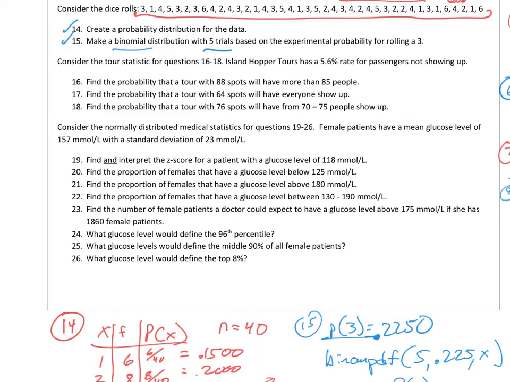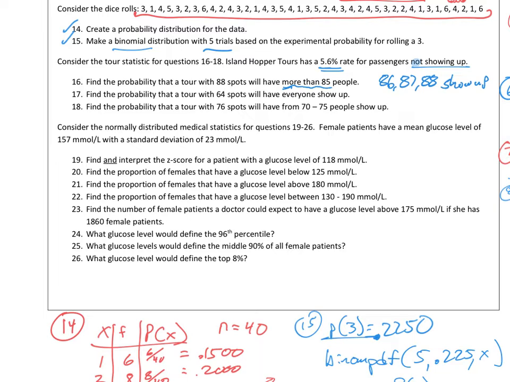Island Hopper Tours has a 5.6% rate of passengers not showing up. Be careful, we're talking not showing up. Okay, let's see. I want to find the probability that 88 spots will have more than 85 people. All right, so that means, let's just list them out. More than 85, so that's 86, 87, 88 show up.